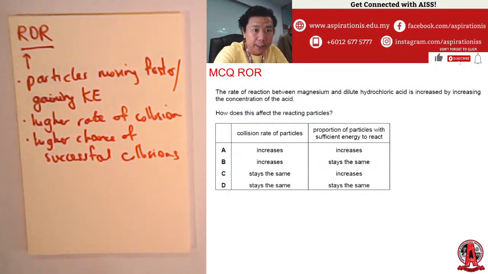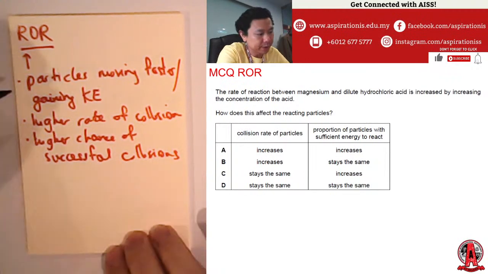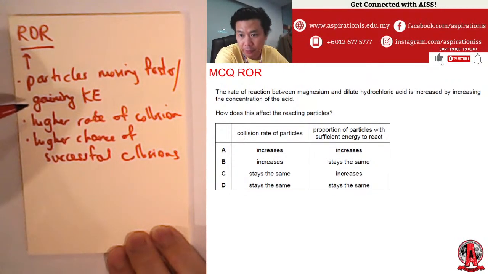But be careful, only if the particles move faster. So guys, can you answer me: in what given situation will the particles move faster? It's not always that you use all three. For increased concentration, when the particles do not move faster, you use the higher rate of collision and the higher chance of successful collision. So be careful, the faster particle movement you only use for temperature.